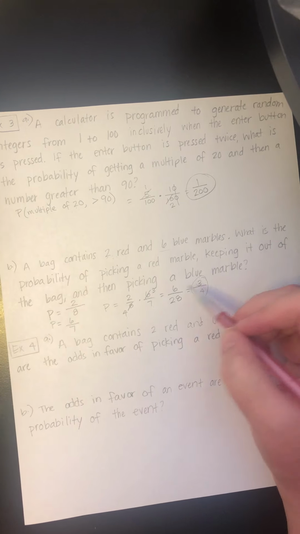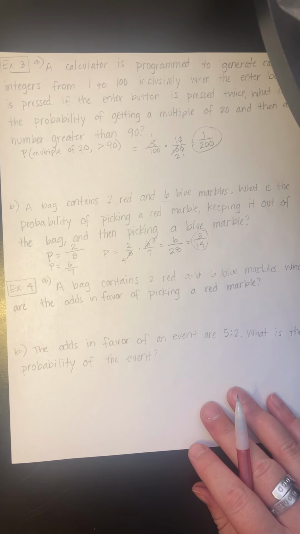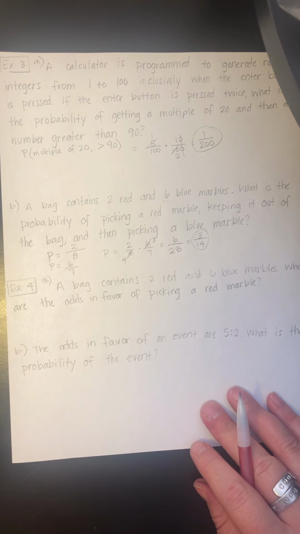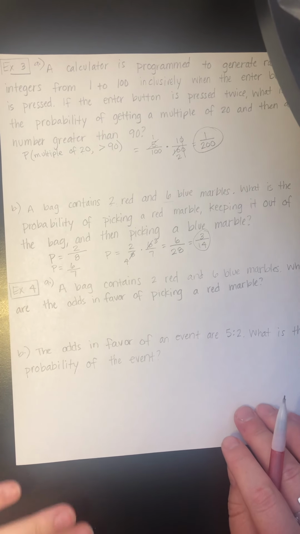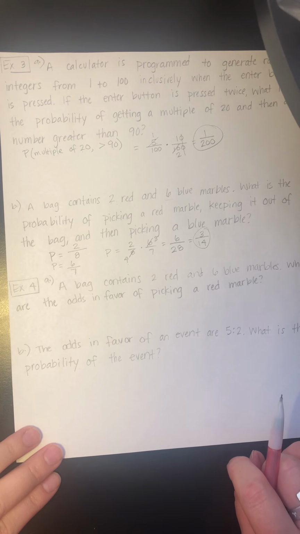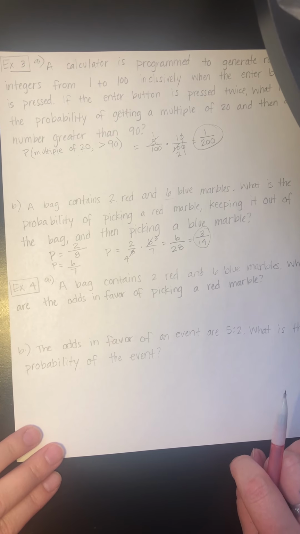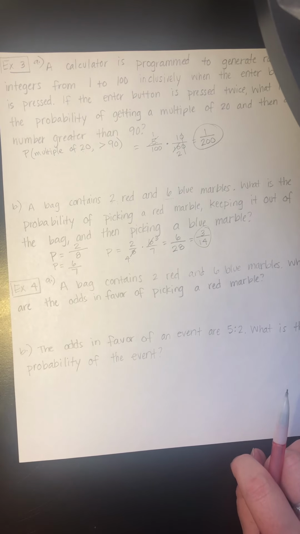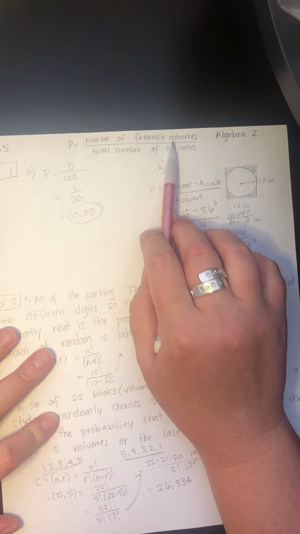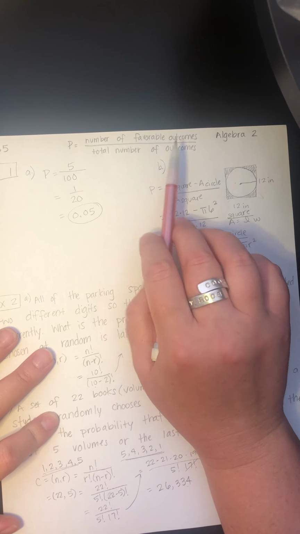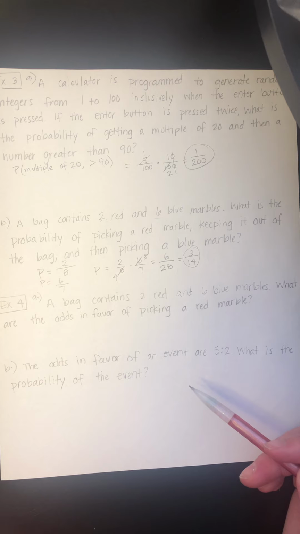Last example, example 4, talking about the odds of an event. It says a bag contains 2 red and 6 blue marbles. What are the odds of picking a red marble? So the odds of a favorable event is just slightly different than probability. Probability is the number of favorable outcomes over the total number of outcomes. For the odds of an event, it's the number of favorable outcomes over the number of unfavorable outcomes.